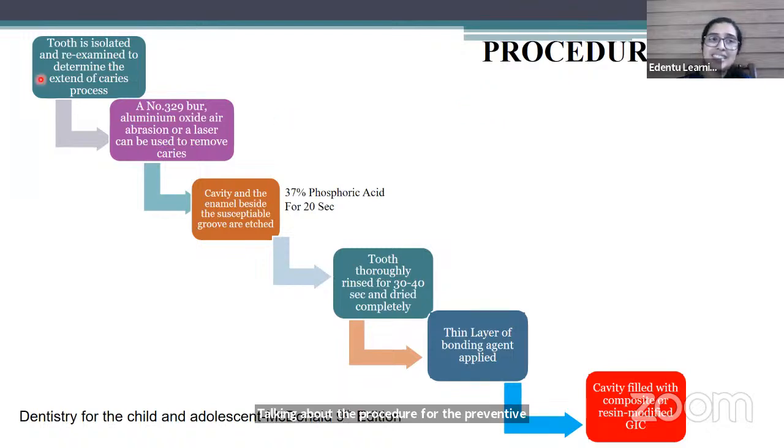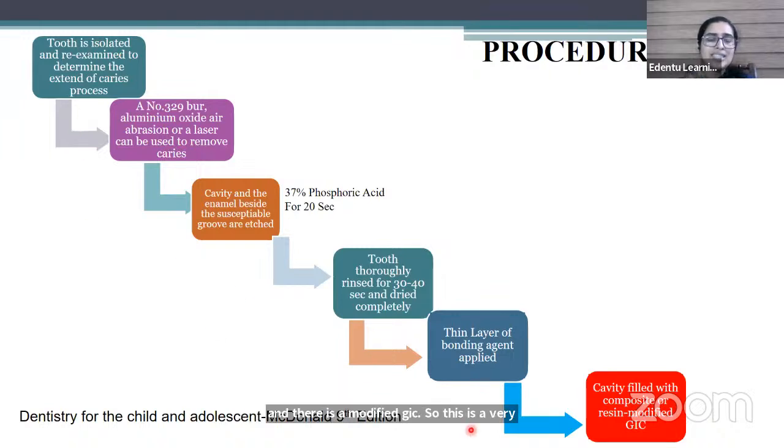So the tooth is isolated and re-examined to determine the extent of the caries process, and a number 329 burr, aluminum oxide air abrasion, or a laser can be used to remove the caries, and then the cavity and the enamel beside the susceptible groove are etched using 37% phosphoric acid for a time period of 20 seconds. And here the tooth is thoroughly rinsed for a minimum of 30 to 40 seconds, and then it is dried completely. A thin layer of bonding agent is applied, and then finally the cavity is filled with composites and resin modified GIC. So this is a very important procedure.